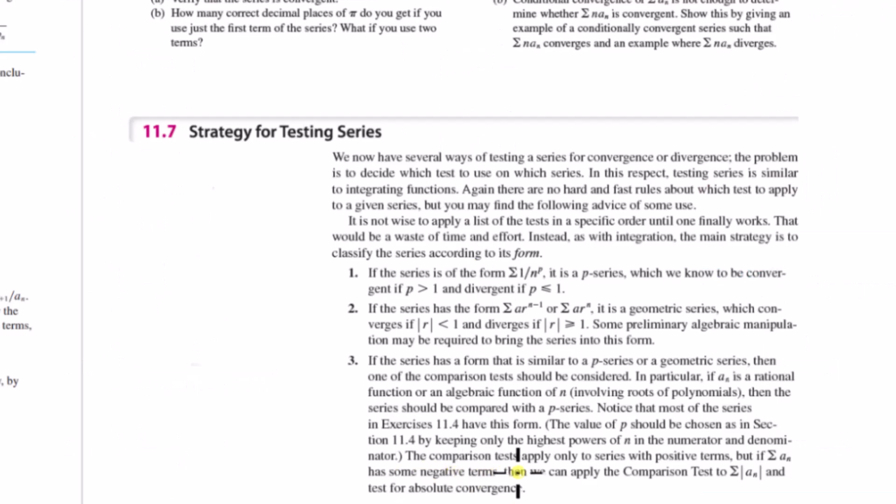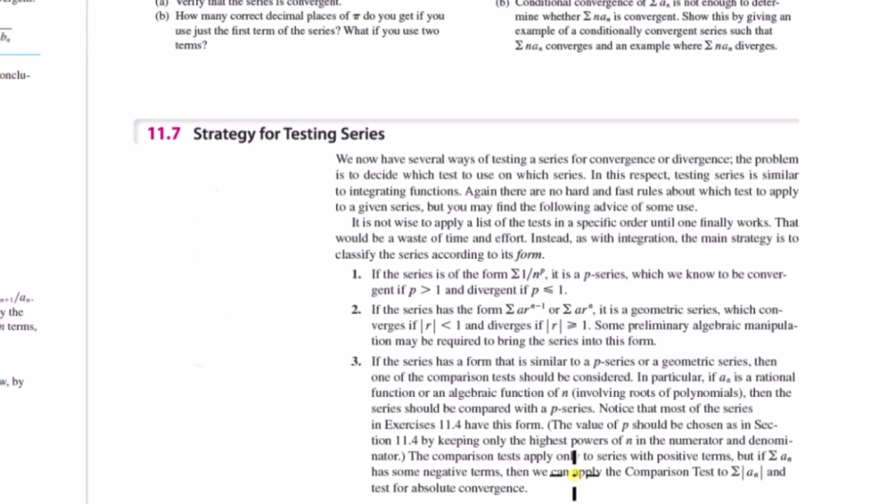All right, the comparison tests apply only to series with positive terms, but if the series has some negative terms, then we can apply the comparison test to the absolute value series and then do the test for absolute convergence, right? So yeah, remember that. The integral test and the comparison test were restricted to only series with positive terms starting at some n value. But when you think about the idea of absolute convergence, you can still take the series of the absolute values and do the integral test, the comparison test. And if it converges, then it's absolutely convergent, which means it's convergent.